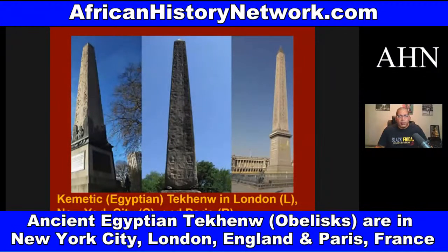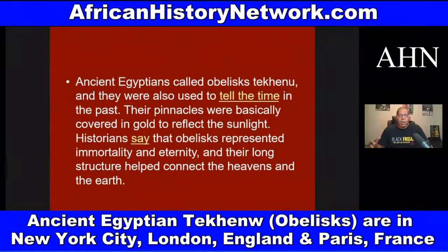There was a good article from face-to-faceafrica.com that deals with the Tekkens and the Tekkenu in London and New York City and Paris, France, because these Tekkenu or Tekkens were taken throughout the world. Ancient Egyptians, ancient Kemetic people call obelisk Tekkenu, and they were also used to tell time in the past. Their pinnacles were basically covered in gold to reflect the sunlight. Historians say obelisks represented immortality and eternity. When you go to graveyards, you'll see those stone structures. You'll see obelisks in graveyards also.